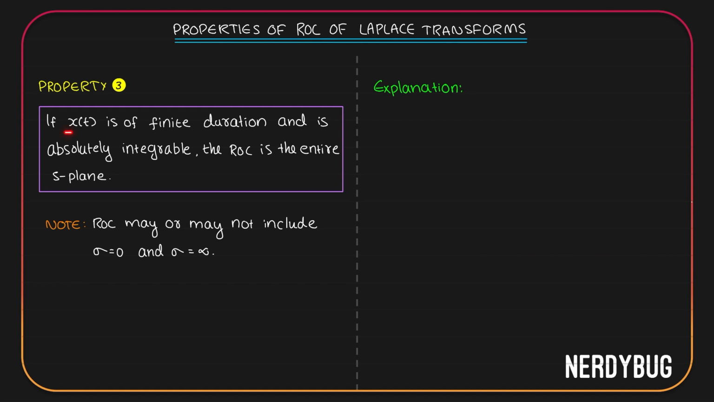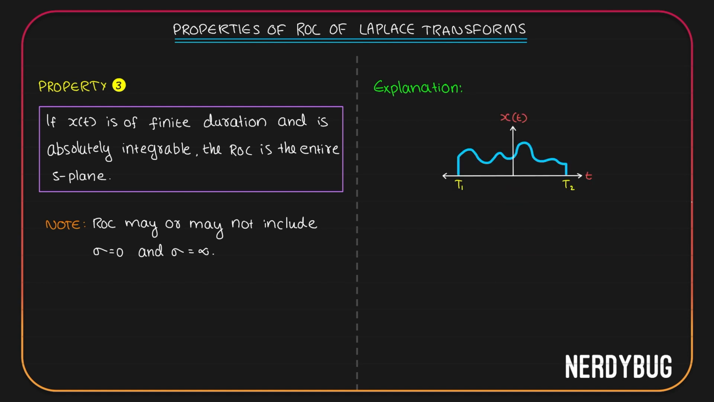According to the next property, if x of t is of finite duration and is absolutely integrable, then ROC is the entire S-plane. One thing we have to note here is that even if it is the entire S-plane, it may or may not include sigma equal to 0 and sigma equal to infinity, so we'll have to check them separately. To see the explanation, let us take a finite duration signal that is absolutely integrable.